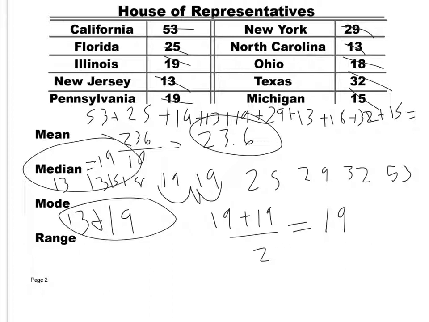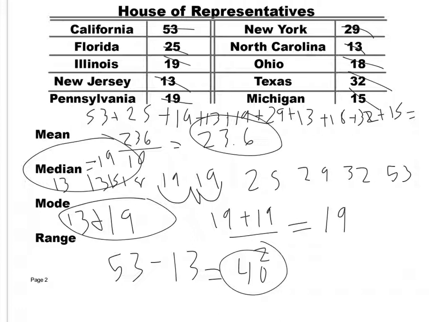Now my range here is 53 to 13. All right? My biggest number is 53. My smallest number is 13. So my range is 40. Now again, that's not a measure of central tendency, but it's something that I want you to do as well. So from the smallest state to the largest state, there's 40 representatives, a big gap.